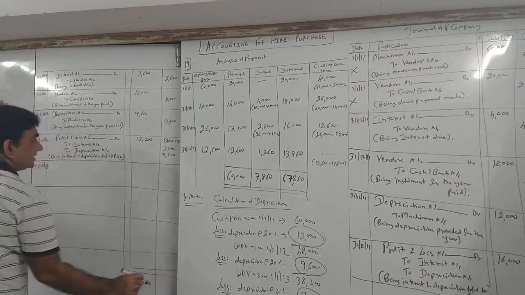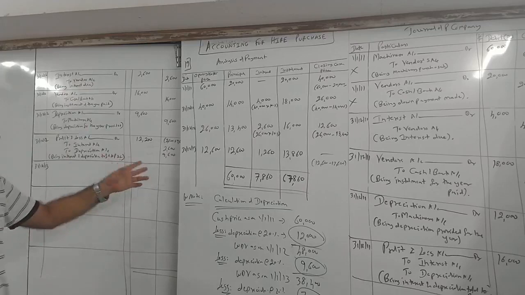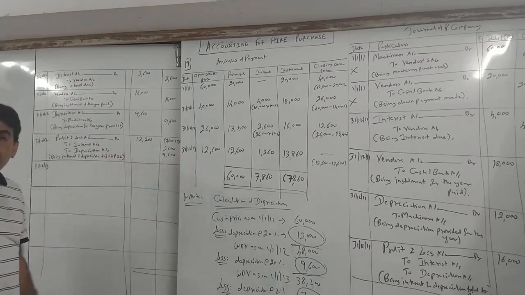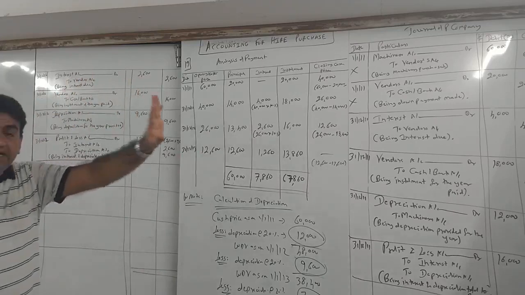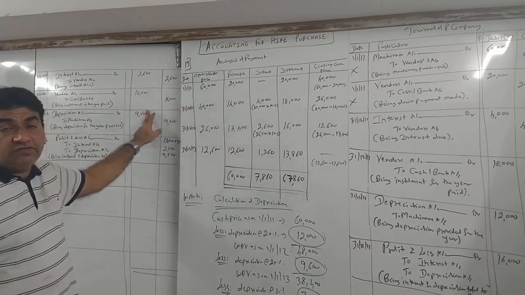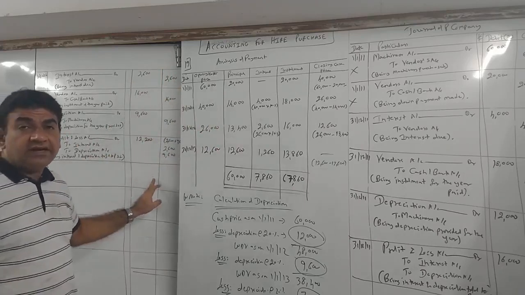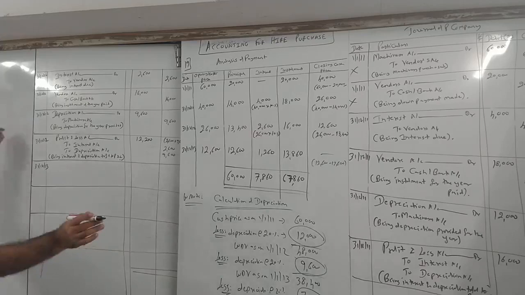And on the same basis, I pass the same 4 entries for the last year with the relevant amount. Getting the logic now? So purchase and down payment will come only in the first year. Interest due, installment of the year, depreciation, and transfer of depreciation and interest to P&L will be repeated. Okay, let's do it for the last year.